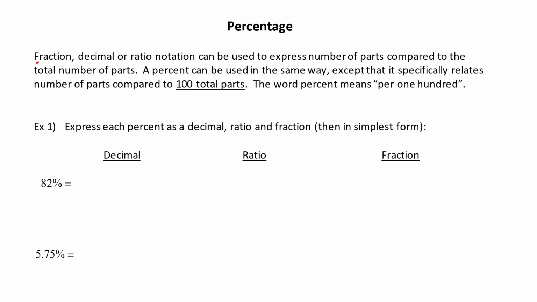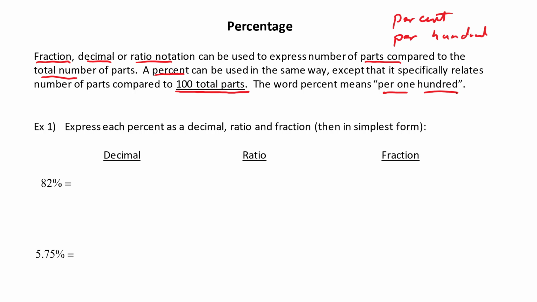As we learned previously, fractions, decimals, and ratios are a way to express parts compared to a whole or total number. Percents can be used the same way. The word percent comes from the Latin for by the 100. So we can think of percent as per 100. So in this case, when we're talking about a total number of parts, we're always referring to 100 as the number in the denominator. 100 parts. So try and remember percent means per 100.